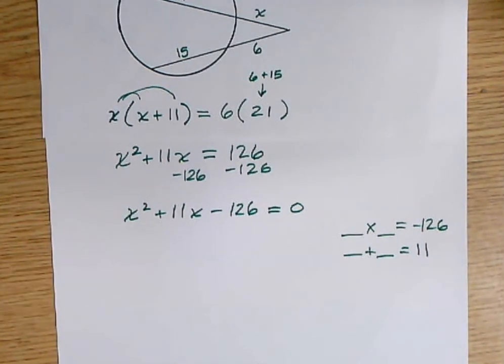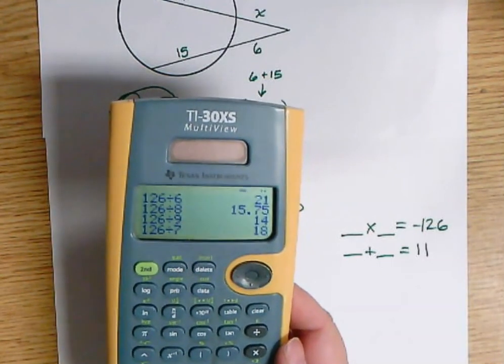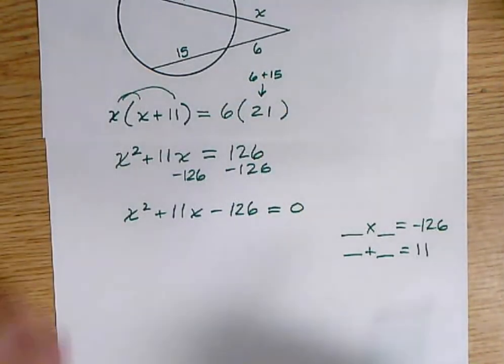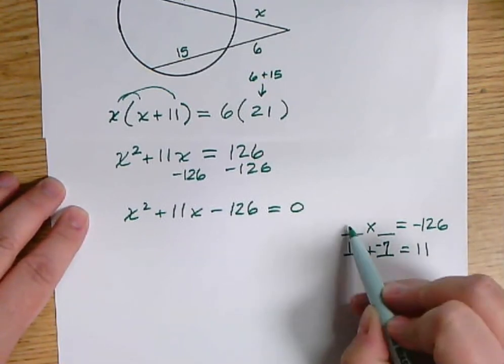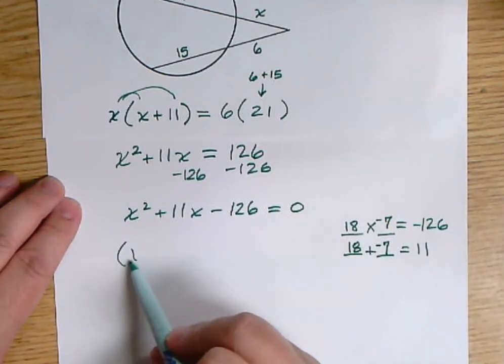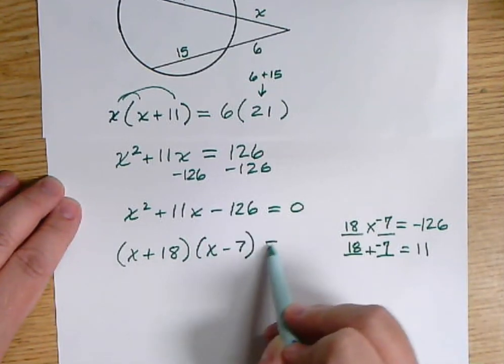So basically, I played with my calculator for a little bit and said, oh, there we go. 126 divided by 7 gives me 18. I just played around with numbers that might go into 126. And 7 and 18 are 11 apart from each other. 18 minus 7 is 11. So 18 plus negative 7 gives me 11. So that's going to be the negative. And then my factored form is x plus 18, x minus 7.